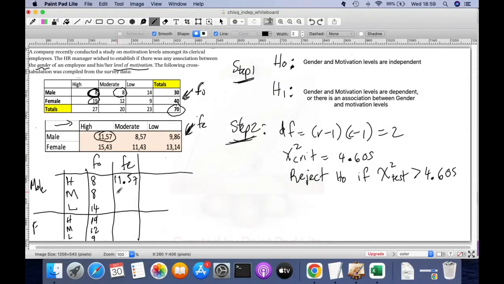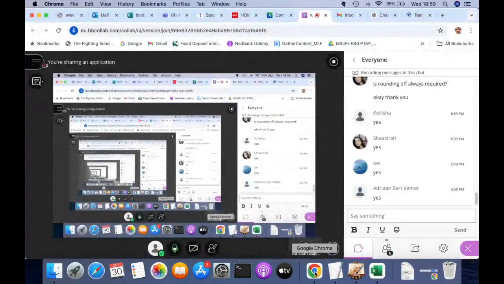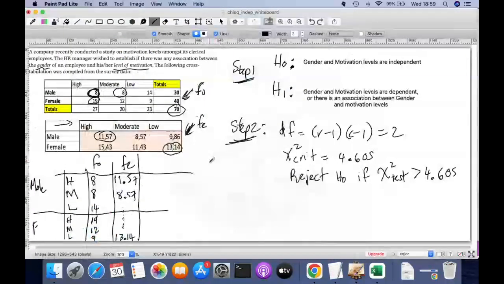Then the next value is 8.57, all the way to the last value for female, 13.14. Okay, everyone follows what I just did? All I did is, I didn't do any calculation. I just wrote these two tables side by side. Fantastic. There's a reason why I'm doing this. There's a method to my madness here.